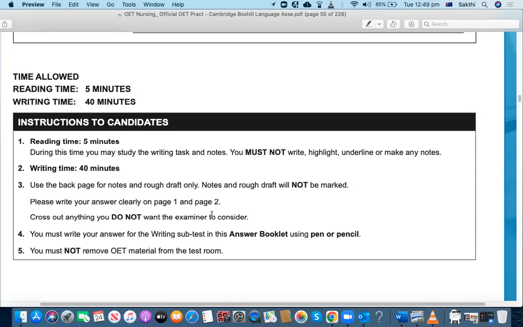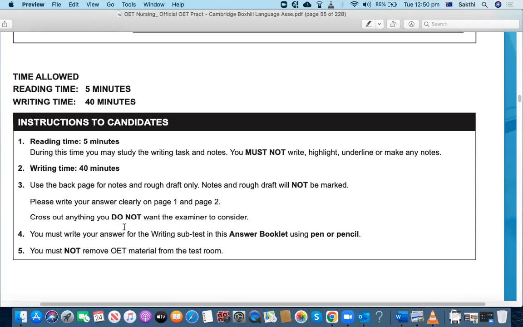So never commit any costly mistakes by writing down the letter in the draft page fully, and then you realize, oh my God, I have done it incorrectly, and you have to erase them. That's not good at all. And please cross out anything that you do not want the examiner to consider.